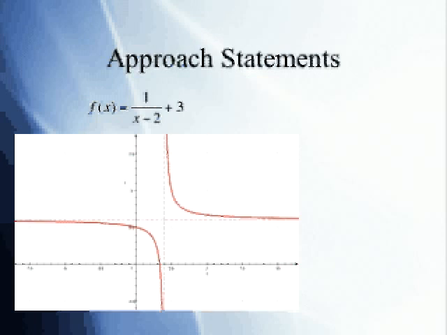Let's start with this function, 1 over x minus 2 plus 3. As you learned in the previous chapter, this is known as a rational function, and it contains both a horizontal and a vertical asymptote.